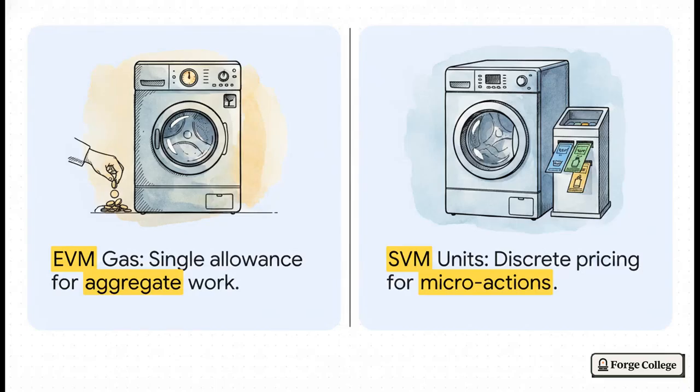Okay, to really wrap our heads around this, I want to introduce the laundromat mental model. Imagine two very different laundromats. In the first one, which represents Ethereum's EVM gas, you've got a single timed meter. You just shove a handful of quarters into the machine and it gives you an aggregate allowance of time that slowly counts down. You don't really care how much energy the spin cycle takes versus the wash cycle, it's just one big pool of time. Now, the second laundromat, representing Solana's SVM compute units, uses an itemized ticket system. Here, you have to buy a specific discrete ticket for the wash, a separate one for the high-speed spin, and yet another one for the detergent. It's accounting for very discrete, specific micro-actions.